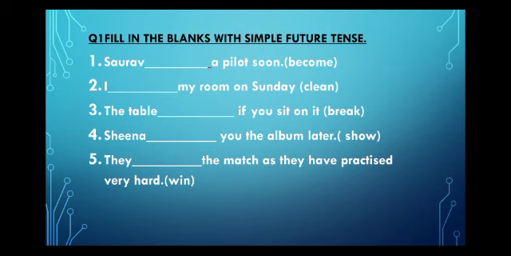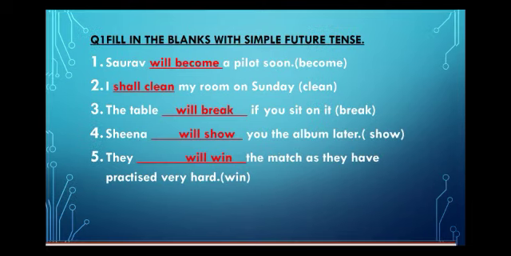I hope you are ready with your answers. Let's discuss the answers. Okay. Saurav will become a pilot soon. So over here, Saurav is a singular person, a name. That is why we have written will. Will, and become is the first form of the verb. That is why will become. I, with I and we we select shall. That is why I shall. And clean is the first form. No change. No adding s or es over there.